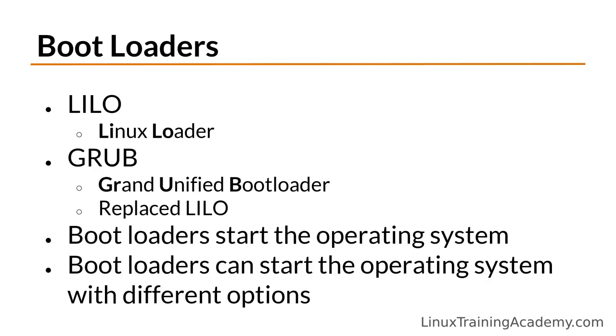Typically, the Grub bootloader will be used, but you may run into some older Linux systems that still use the Lilo bootloader. Lilo stands for Linux Loader, while Grub stands for Grand Unified Bootloader. In any case, the primary purpose of the bootloader is to start the operating system. Typically, you will see a message or a series of messages from the bootloader that will allow you to interrupt the boot process and interact with the bootloader. If there are multiple operating systems installed, you can tell the bootloader which operating system to run. You can also tell the bootloader to pass different boot options to the operating system.